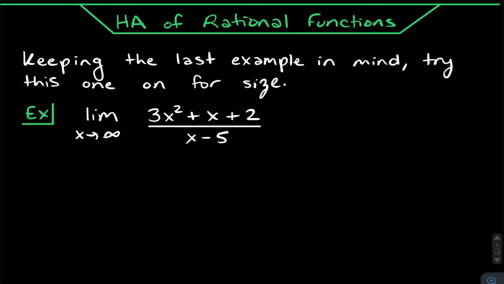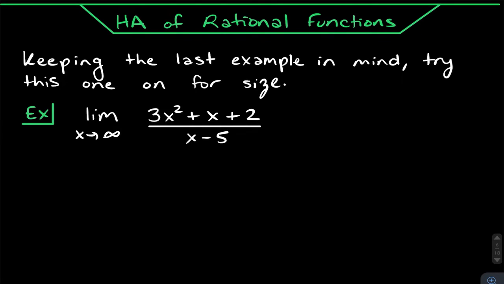As x approaches infinity, if we just look at the numerator here, the 3x squared is going to become significantly more valuable, I guess. It's going to overpower the x and the 2. They really won't matter that much. All we really care about in the numerator is the 3x squared.